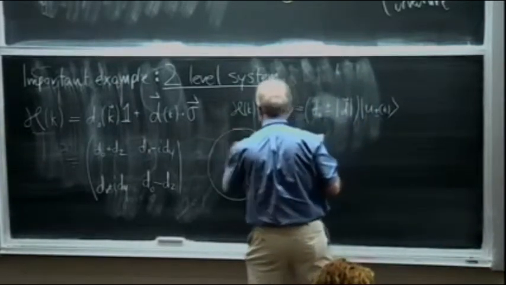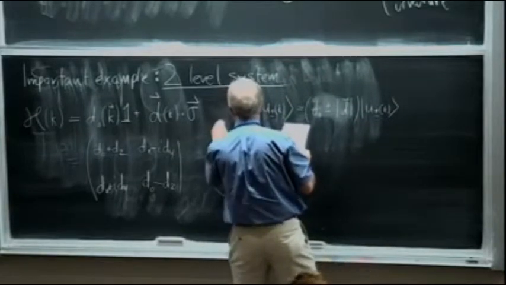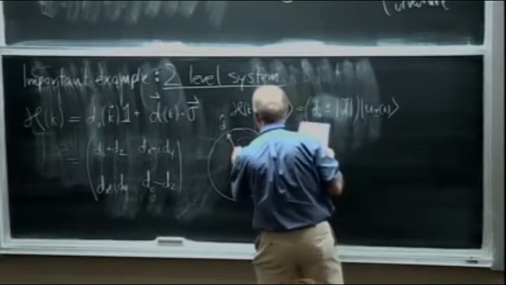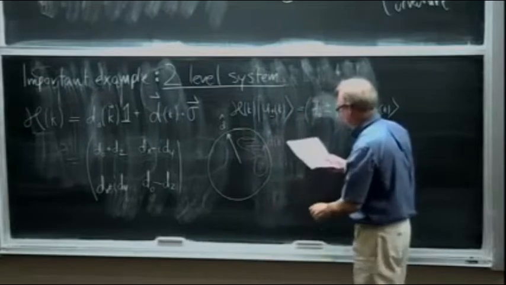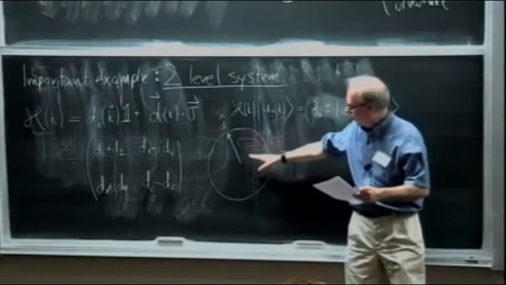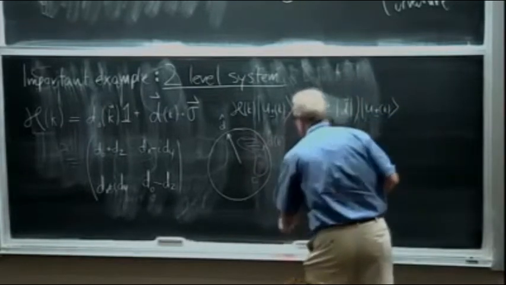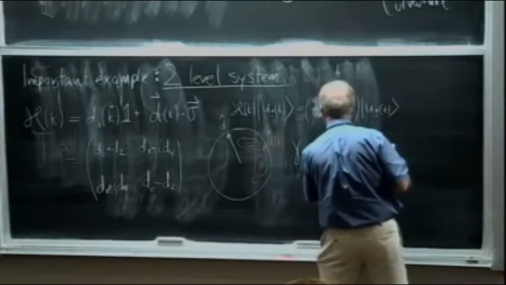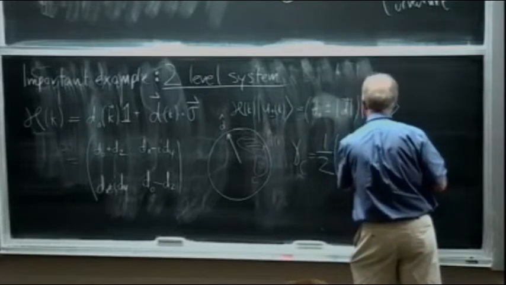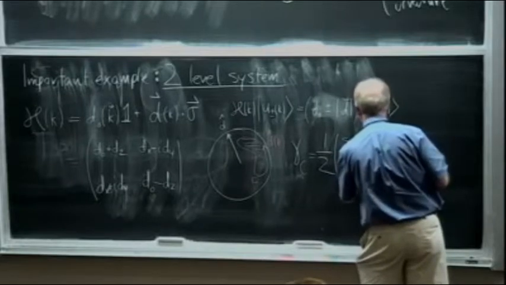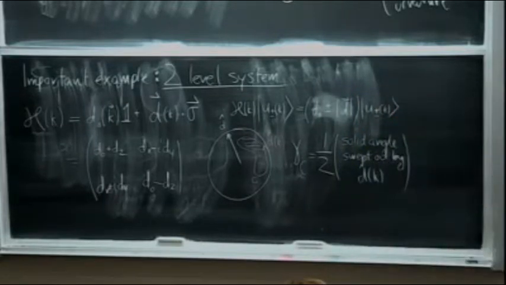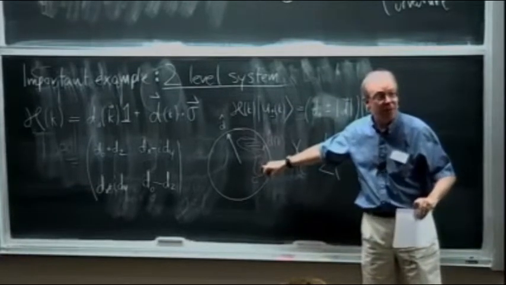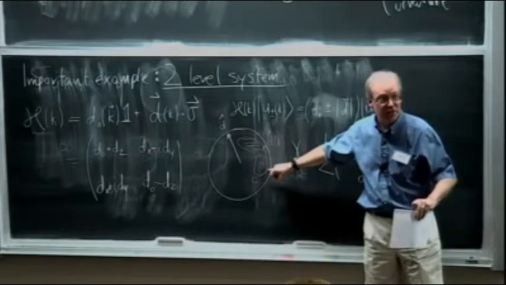In fact, the answer is very simple. Here's the unit sphere, where this is D. If D of K sweeps out a loop, a curve on the unit sphere, then the famous result is that the Berry phase is equal to 1/2 of the solid angle swept out by D. So this is an important result. If you haven't been through this, it's a good exercise to make sure you know how to do. This is a basic thing.